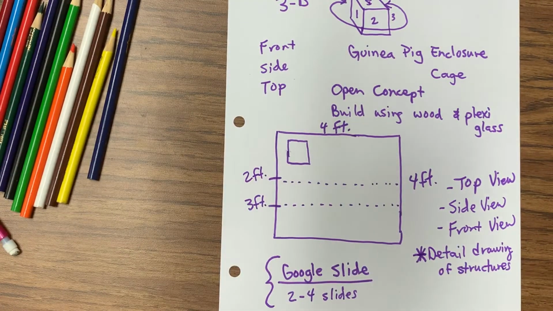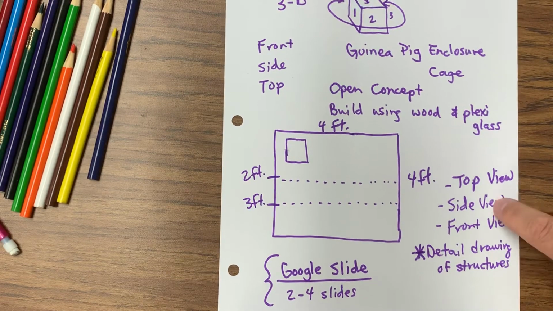Supposedly, from what I've seen, if you make the walls 6 or 9 inches, those guinea pigs can't climb out. That's what I understood. So the walls aren't going to be too big. They're going to be about 9 inches tall. And I want to make those walls out of plexiglass so we can look inside.